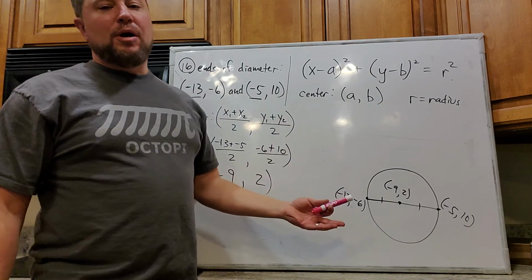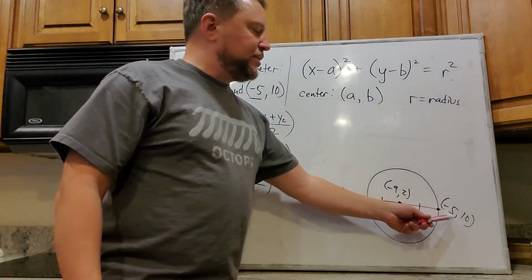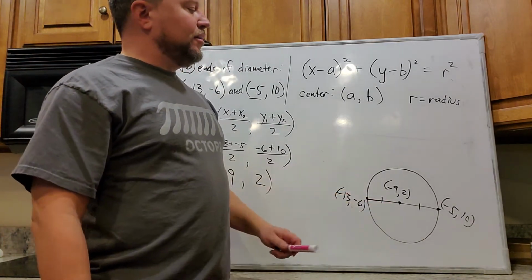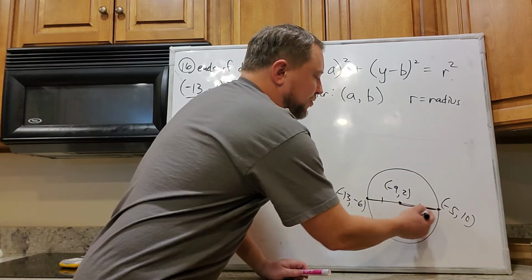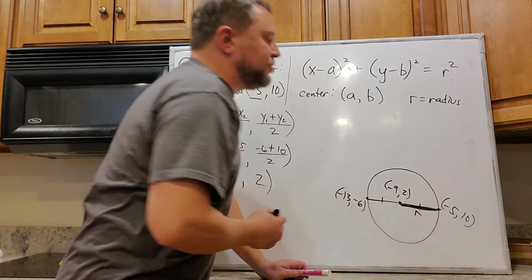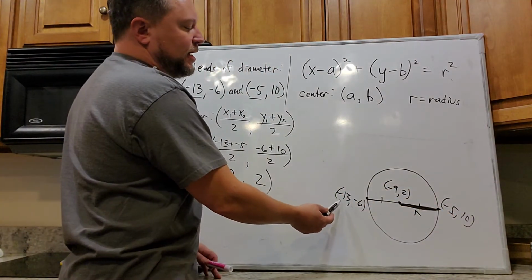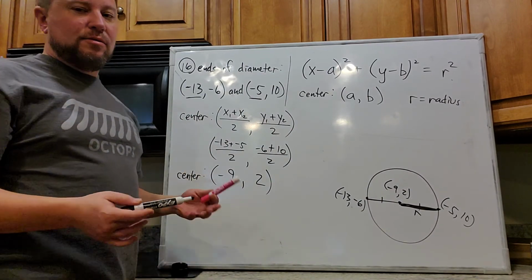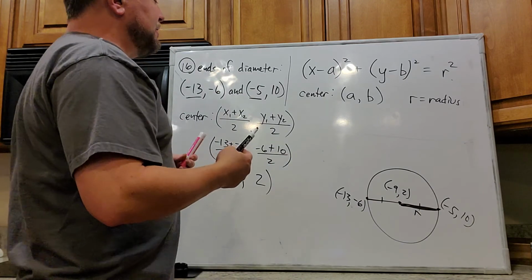Okay, now you don't need both of them at this point. At this point, you would pick out one set of coordinates at the end of the diameter to use along with the center to find the distance or radius, the distance from the center here to the edge of the circle. Okay, I'm going to choose this set of coordinates because this one has more negatives than this one, and I like to try to avoid using negatives.